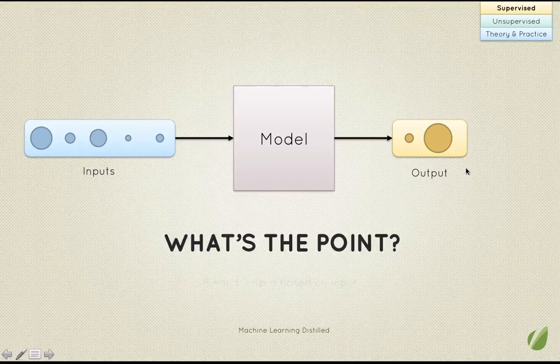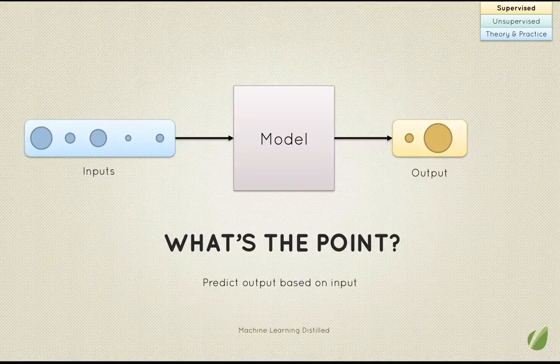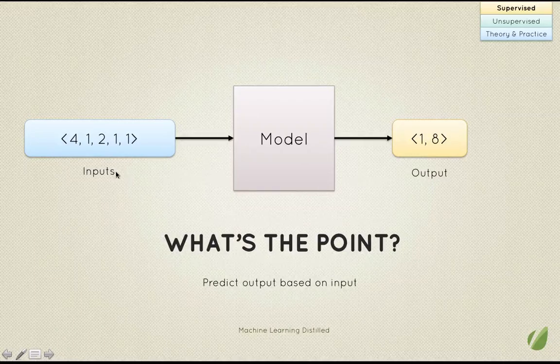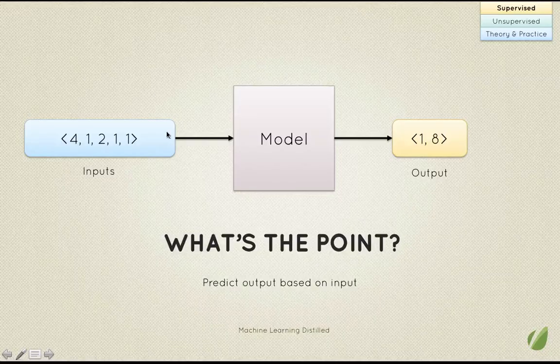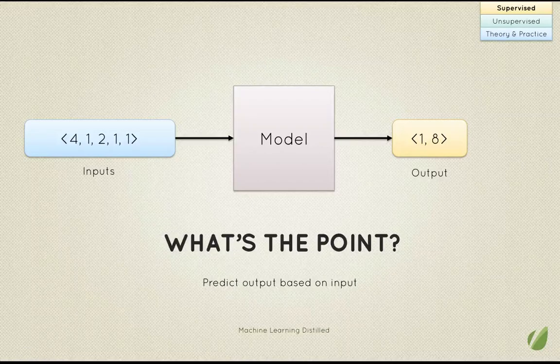So supervised learning is about predicting the output based on the input. Typically, these aren't going to be circles, they're going to be numbers. And we're going to write these numbers as vectors. Supervised learning is going to take an input vector, push that through a model which will map to some output. In this case, 1, 8 is the output vector. There are two main types of supervised learning.